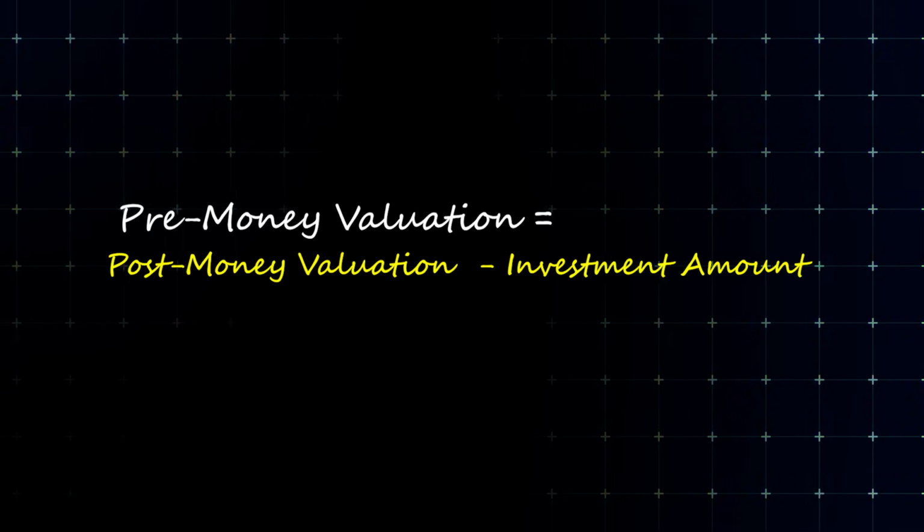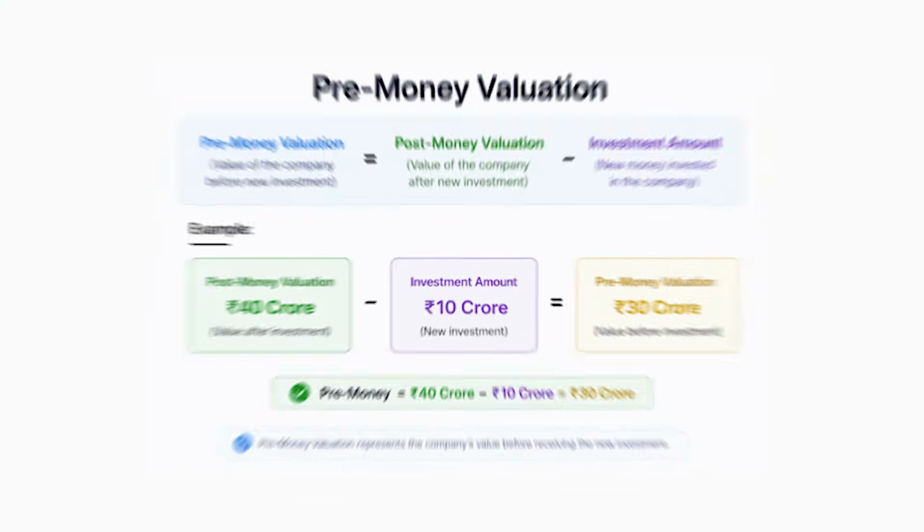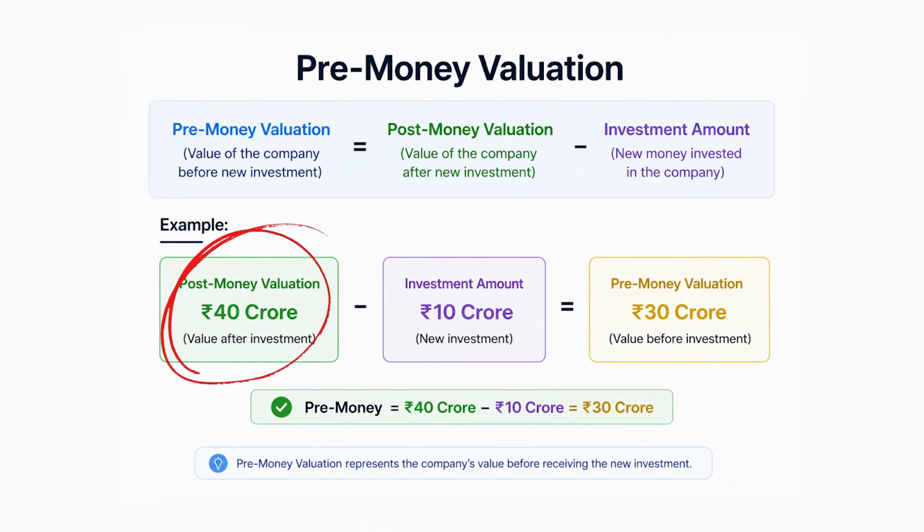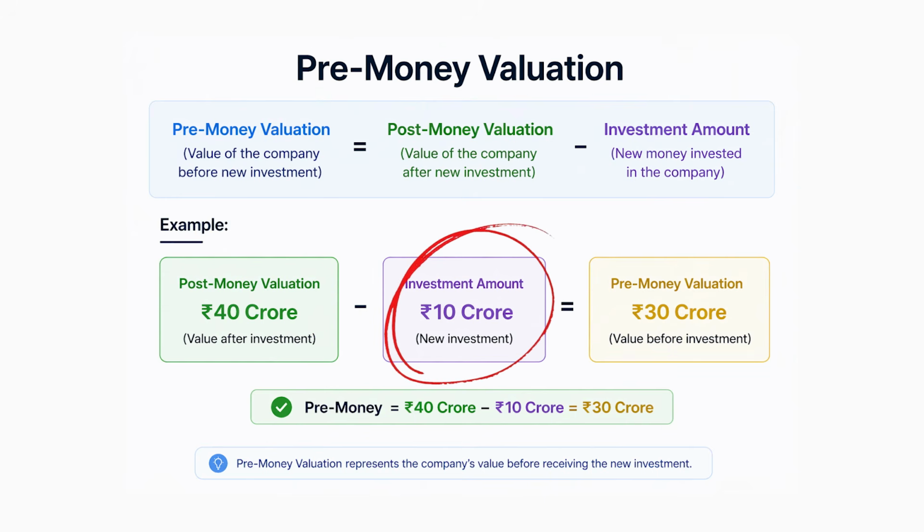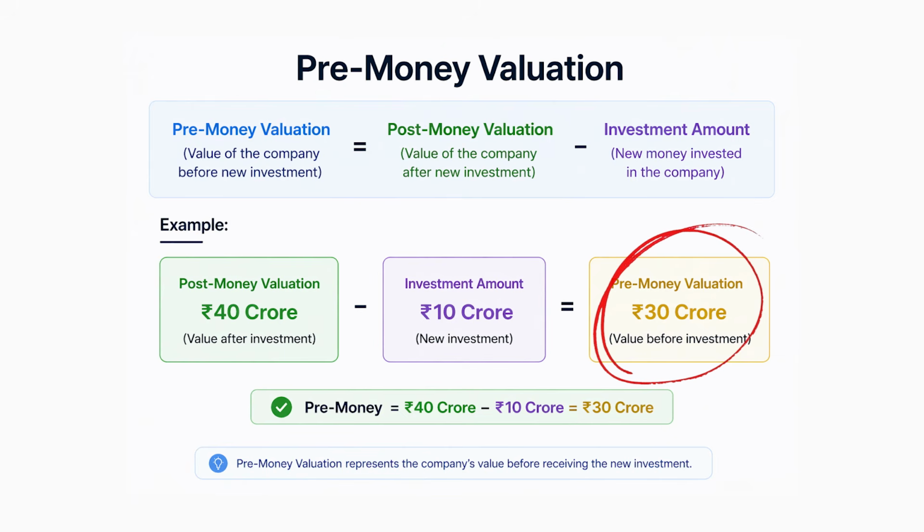So guys, there are two simple steps and calculations. Pre-money valuation is equal to what? Post-money valuation minus the investment amount. So the post-money valuation was 40 crores, because that is the valuation the company will get after putting in that 10 crores of investment. So before the 10 crores of investment, what is the valuation? This 40 crores minus 10 crores, 30 crores. This 30 crores is called pre-money valuation.